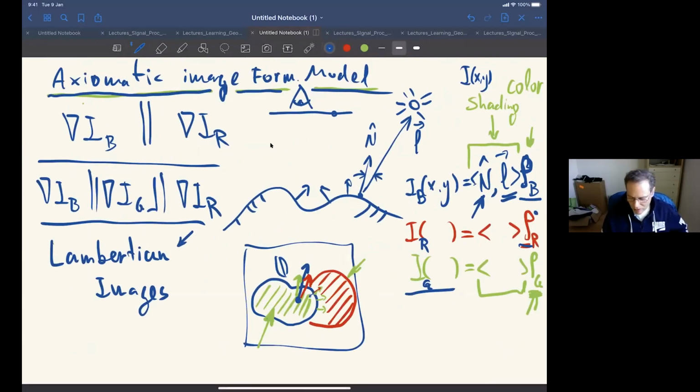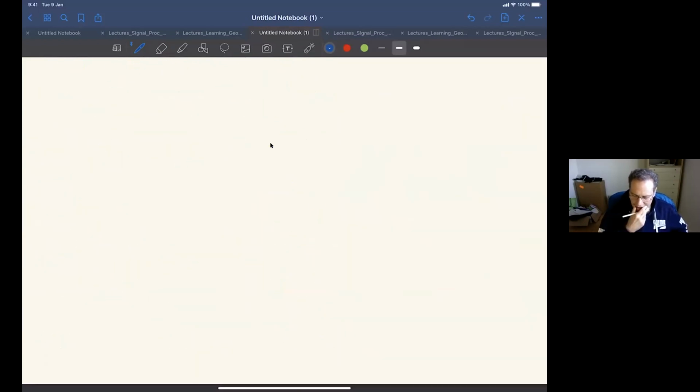Now let's get back to our image formation, to how to process images. Classically, what people have been doing initially is minimizing the Dirichlet energy. Why?